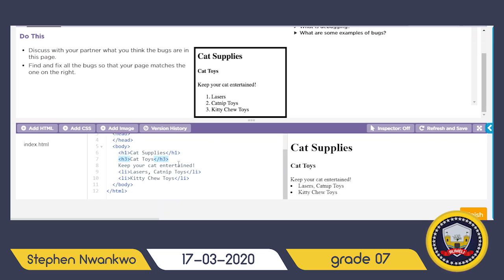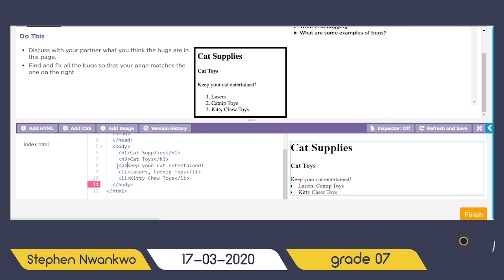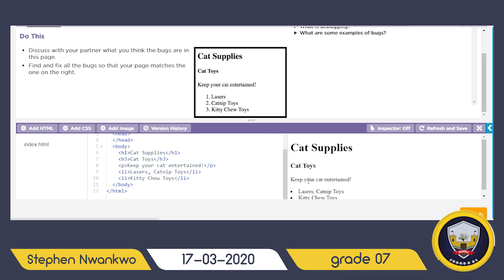So the next one is what? Keep your cats entertained. Now, keep your cats entertained doesn't have any problem, but it is a paragraph tag, and over here you don't have a paragraph. So what do we do? Here you add a paragraph tag to keep your cat entertained, because it is very necessary. Paragraph tag. Now you close it with P. That is it.